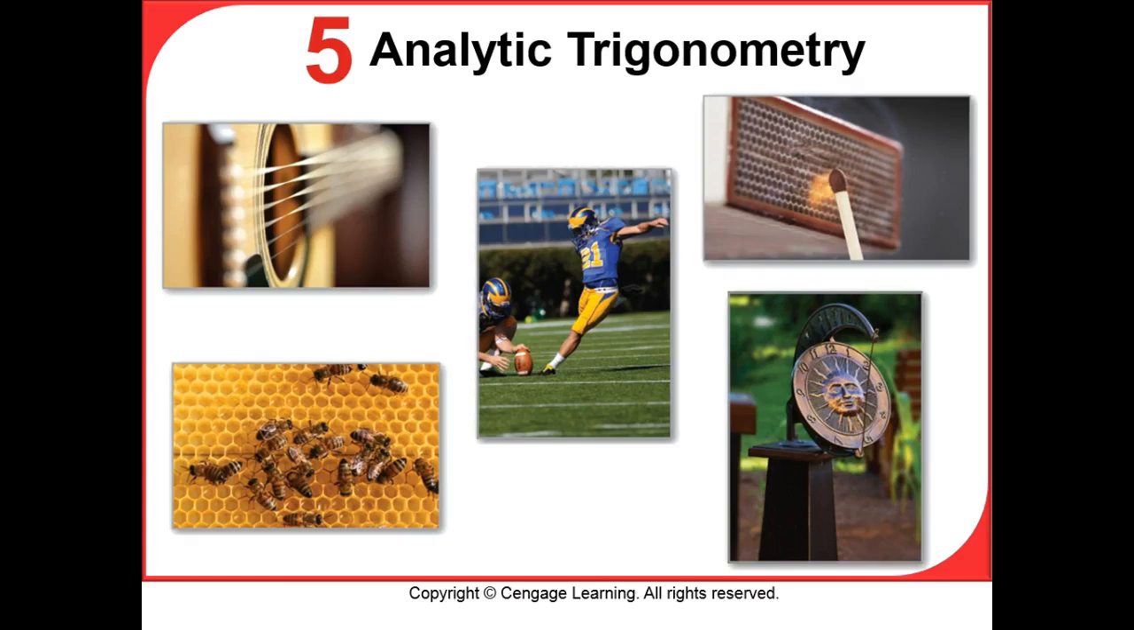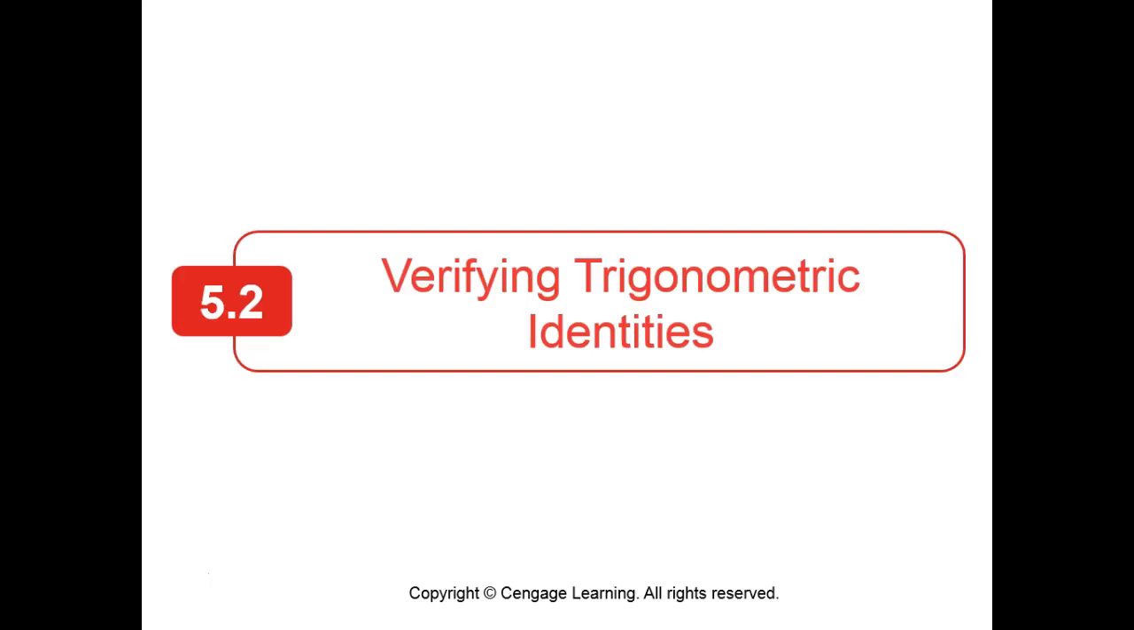Good deal. All right. Chapter 5 is still analytic trigonometry. In other words, we're analyzing or using trig functions to simplify, solve whatever it needs to do. And 5.2 is verifying trigonometric identities.